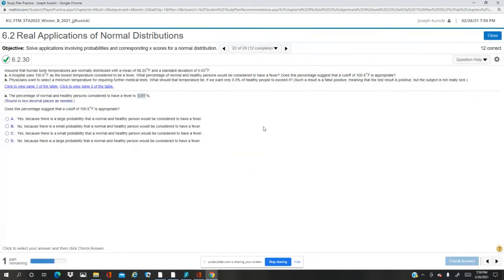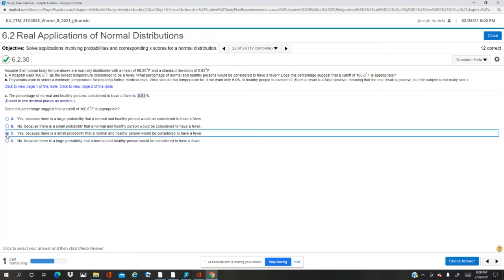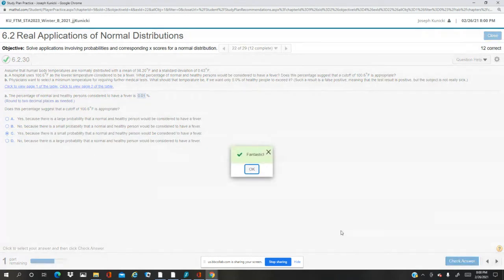Does this percentage suggest that the cutoff of 100.6 degrees Fahrenheit is appropriate? Let's see, what's the way they want us to answer this? Well, if 100.6 is truly the cutoff for normal and healthy, then we want it to be low. So I think it's C. I think the way it's worded, we want it to be low if a person's truly normal and healthy. So that's a good cutoff.